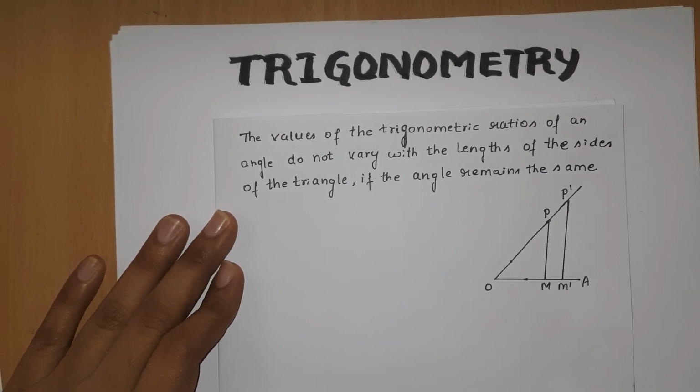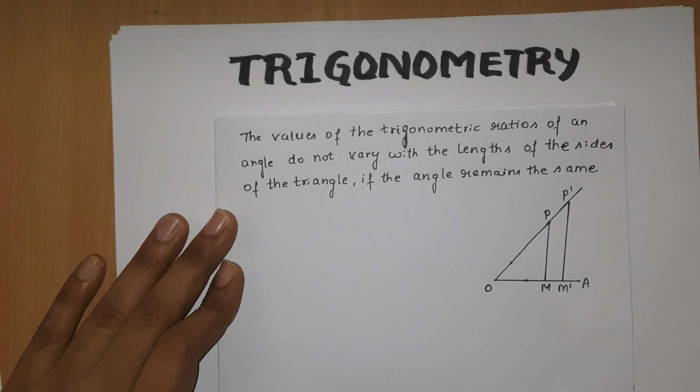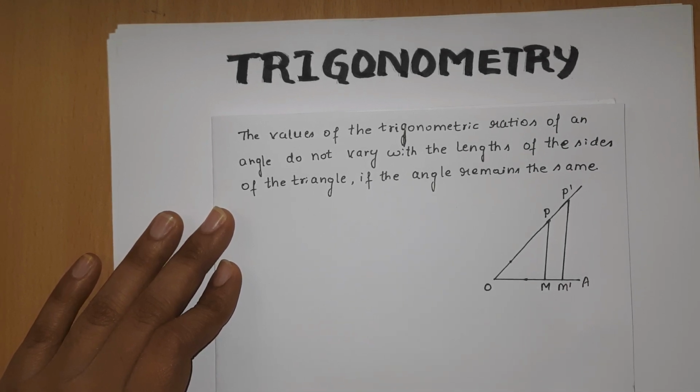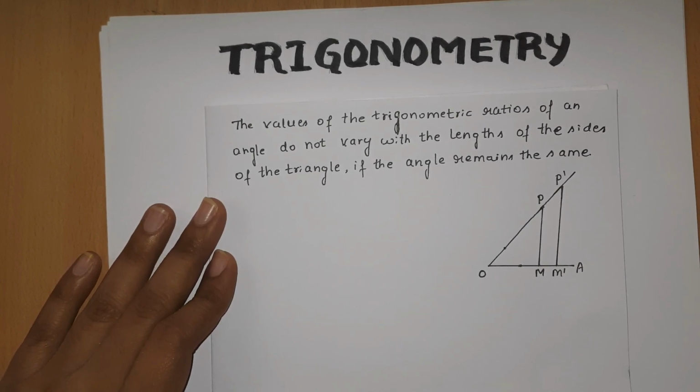the values of the trigonometric ratios of an angle do not vary with the lengths of the sides of the triangle if the angle remains the same. Or we can say like this also, the trigonometric ratios are always the same for the same angle. For that, consider this diagram that I have drawn here.